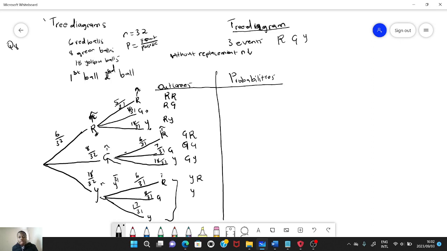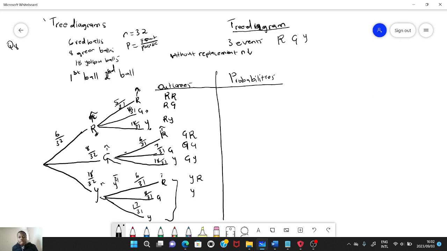Now, for GG, I'll have 8 over 32 multiplied by what? By 7 over 31. And then for GY, I have 8 over 32 multiplied by what? By Y. Now I have 8 over 32 multiplied by 18 over 31. Right? So we do the same thing over and over again.